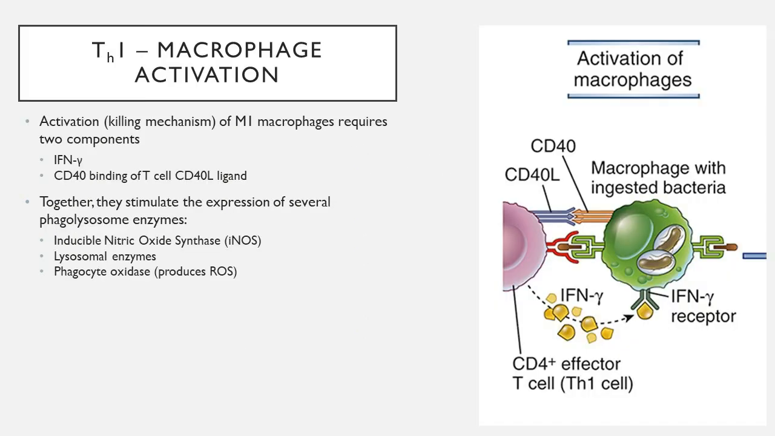So now we've talked about the Th1 differentiation, we've talked about T cell activation in previous chapters. Now we're going to talk about the macrophage activation. So now these T cells are acting upon the macrophages to carry out their functions. And so this activation, or the killing mechanism of M1 macrophages, requires two key components. They are the signature cytokine of the subtype, IFN gamma, and then CD4 binding of the T cell CD40 ligand.